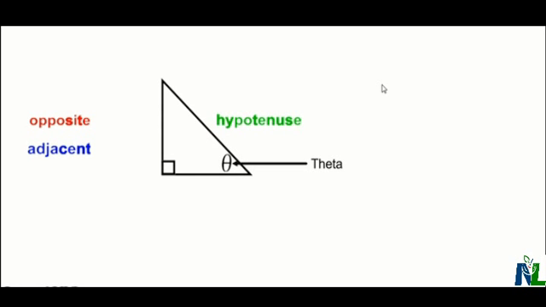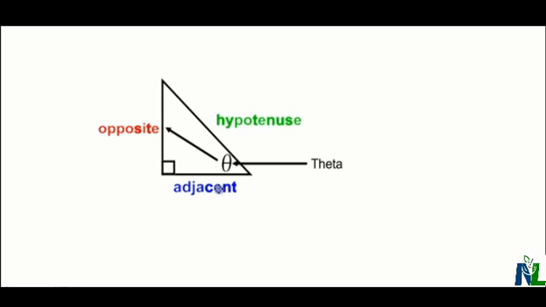Now, the opposite side, very similar to the hypotenuse, is directly opposite theta. So what you will see is directly opposite of theta. We refer to that as the opposite side. Okay? Now, there's only one side of the triangle that's left, and that's the adjacent side. The adjacent side of the triangle is the side that is right next to the angle that we're interested in, or that theta.